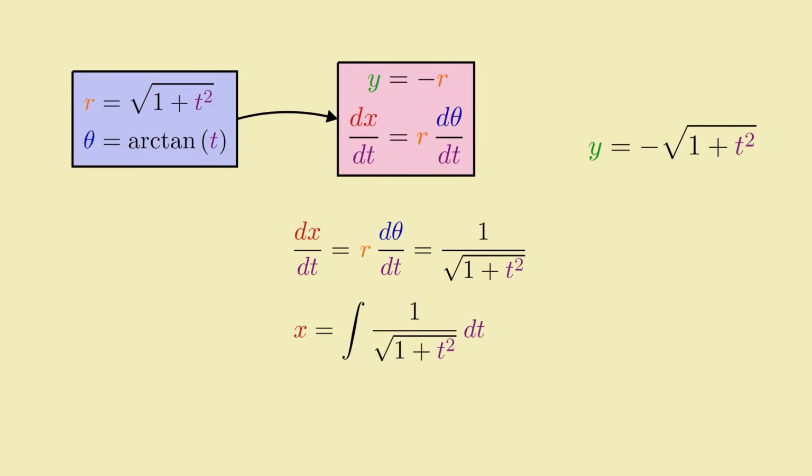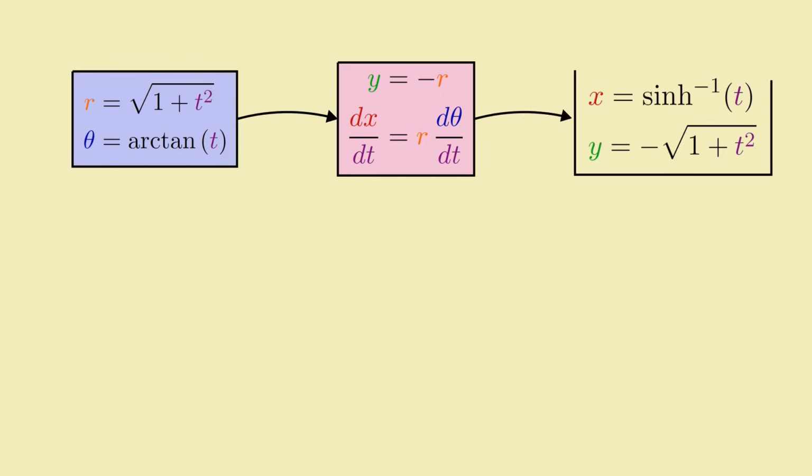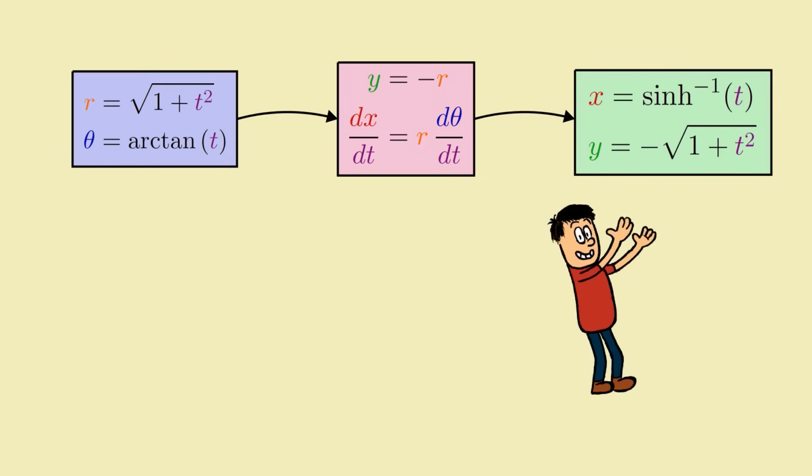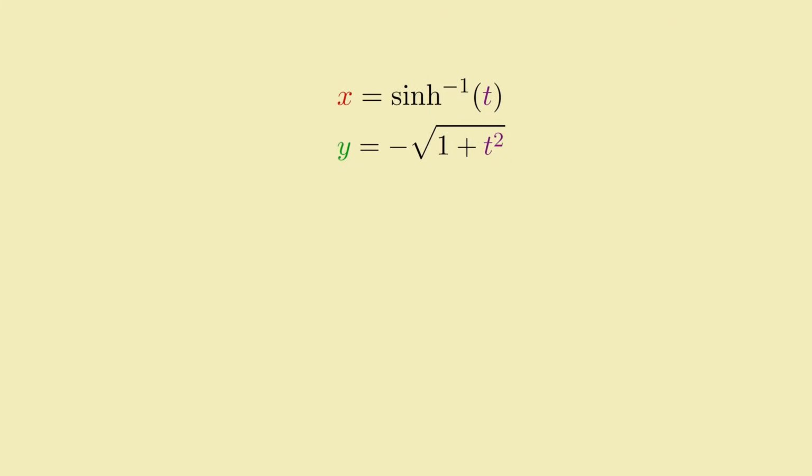Integrating it, we get that x is equal to something called the inverse hyperbolic sine of t, a function I'm sure all of you have heard of before. But whatever, putting it together with our formula for y, we get a parametric description of the road. Ta-da! I hope you're happy. Yes, the sound of your applause is deafening. Okay, admittedly, this is not a very satisfying final answer. It's kind of a mess.